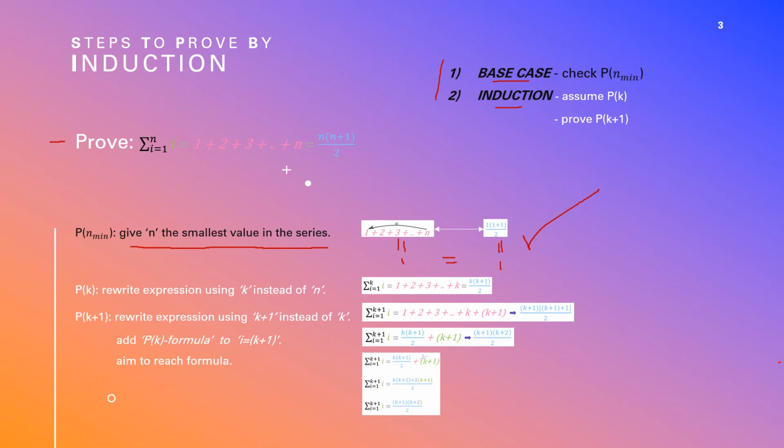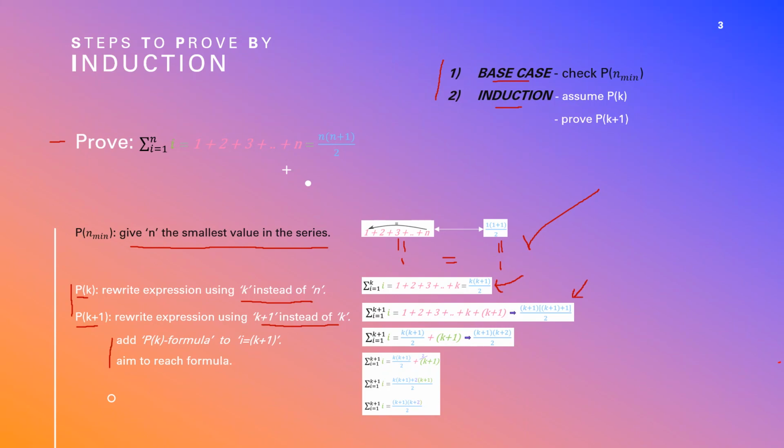The induction part has two steps. You first assume P of k, which means rewriting the expression using k instead of n, and you'd get this. Then you have to prove P of k plus 1. Firstly, you'd rewrite the expression using k plus 1 instead of k, and you'd get this.